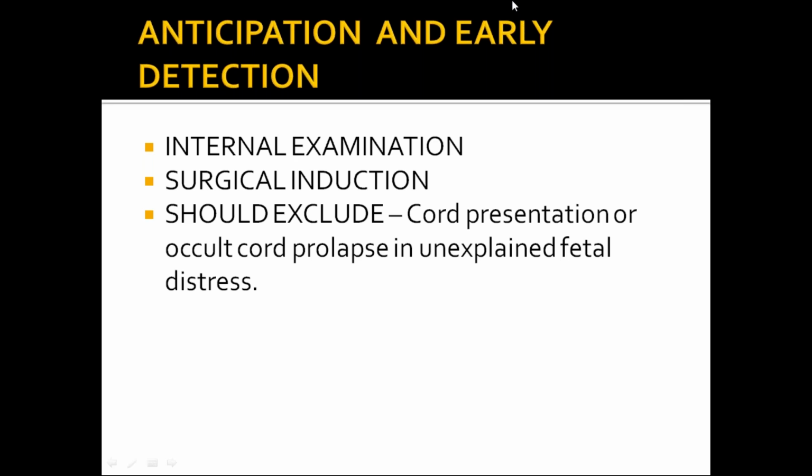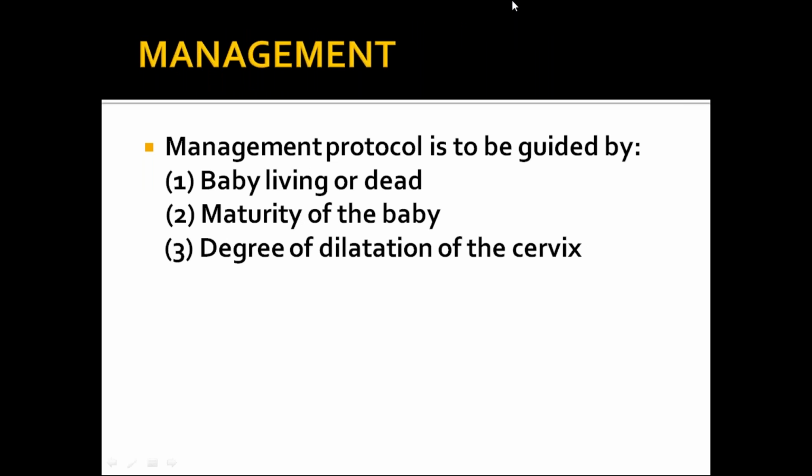Anticipation and early delivery. How can you anticipate? By doing internal examination, as I already told you, by surgical induction, and you should exclude cord presentation or cord prolapse in unexplained fetal distress, that is, when decelerations are present. How are you going to manage? This mainly depends on the degree of dilatation of the cervix, maturity of the baby, and the third one is whether the baby is live or dead. These are the three things we consider in the management protocol.